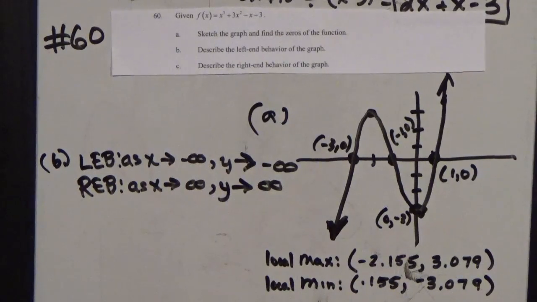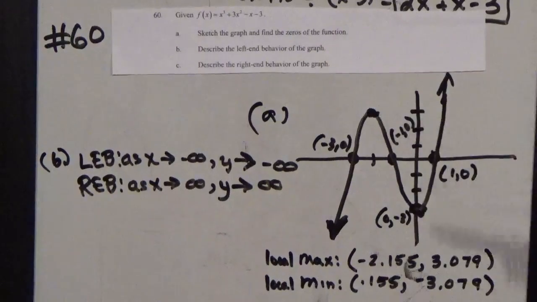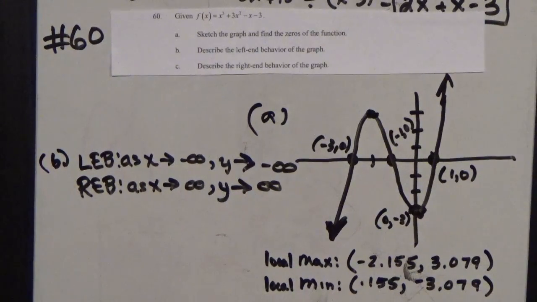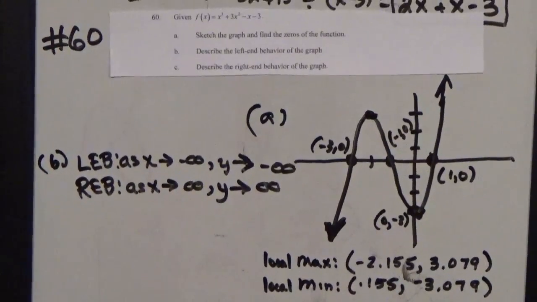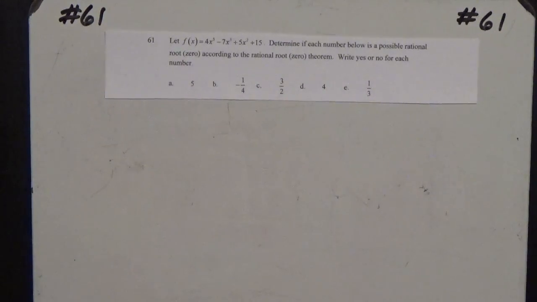Remember labeling. If you write it down here, then we know that we're talking about your local maxes and local mins. Just make sure you label those values. All right, for number 61 and 62, basically the same problem. It says determine if each number below is a possible rational root or zero according to the rational root theorem. Write yes or no for each number.